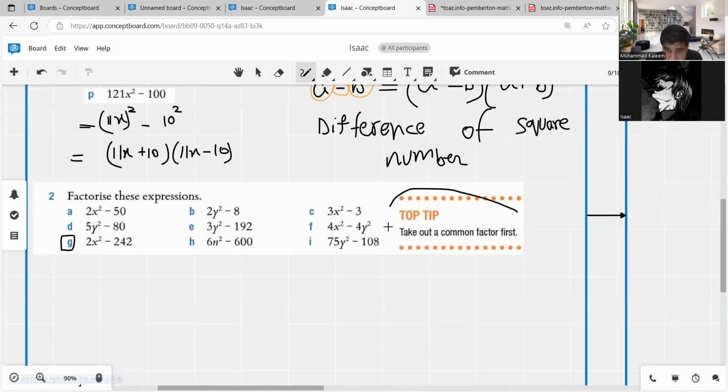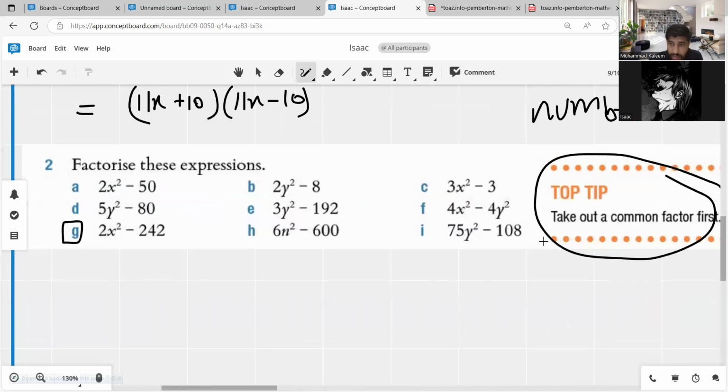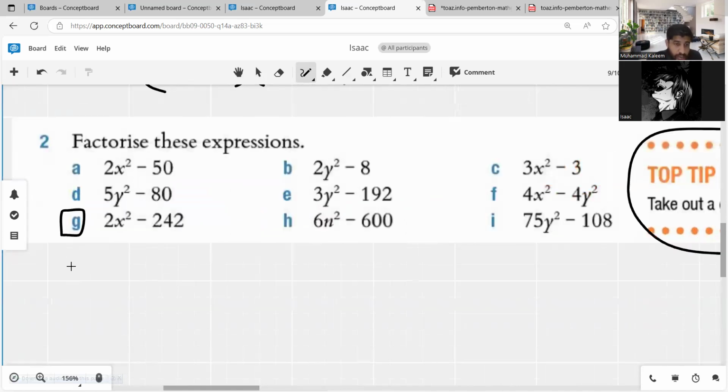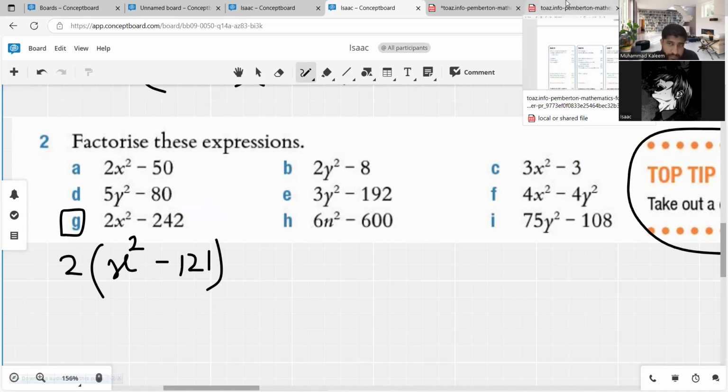Okay, you take common. Even the hint was this. We have to take common. We have to implement the first rule of factorization. So 2 will be taken as common. Then what will it be? 2 times (x square minus 121). Is this the answer?